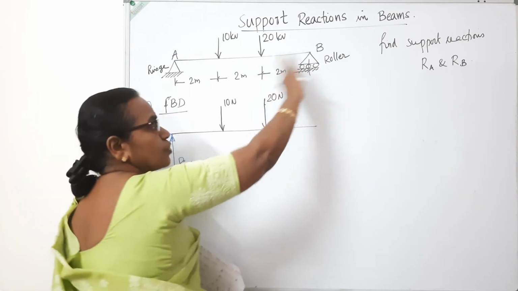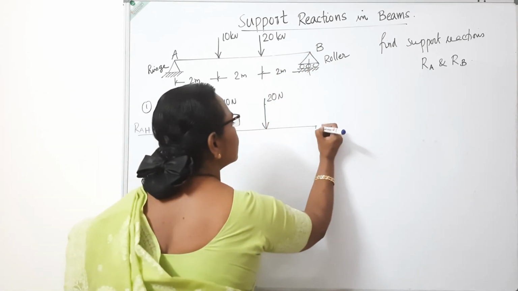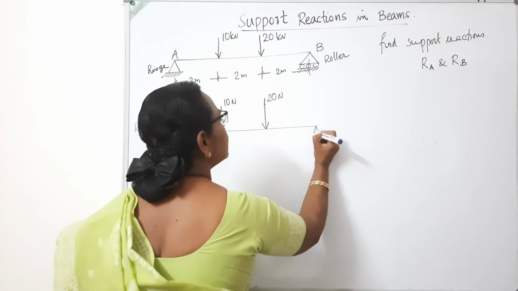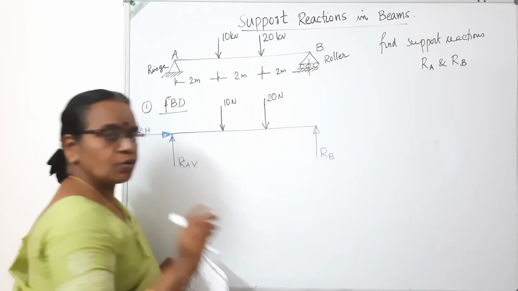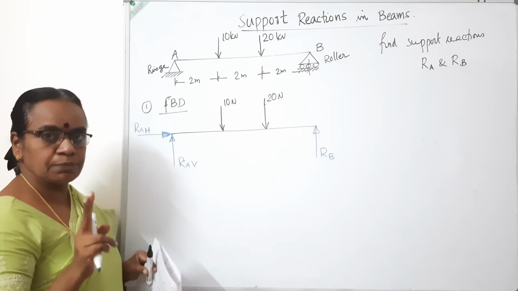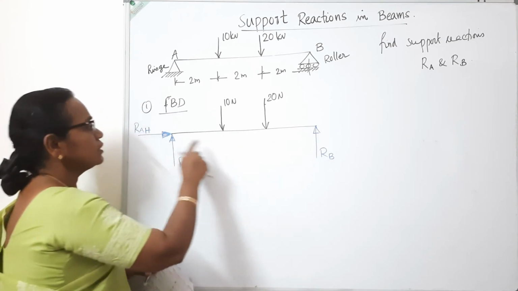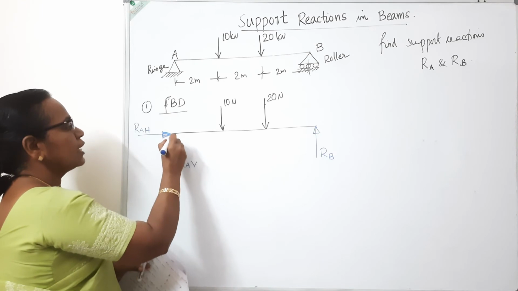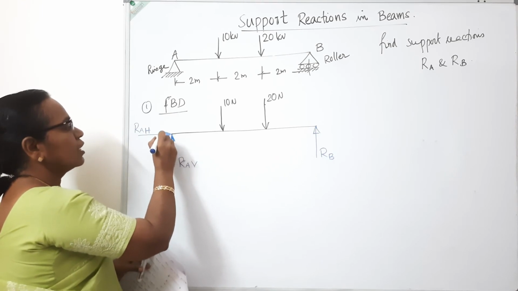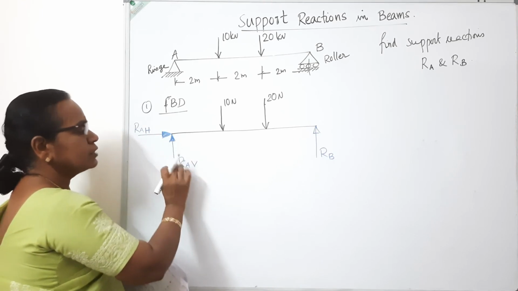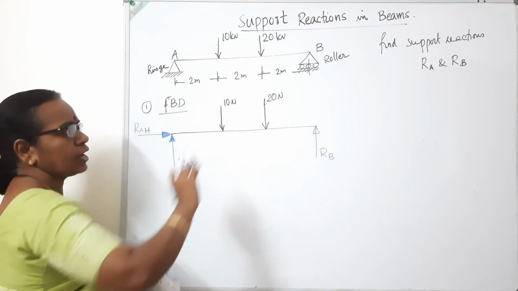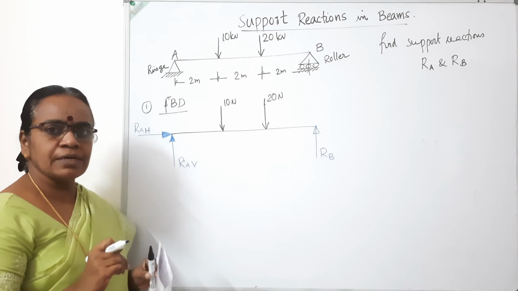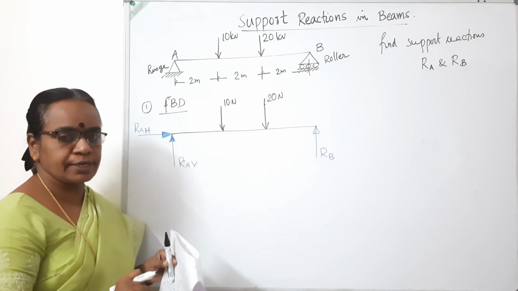Now remove this roller. In the roller there will be a reaction normal to the roller surface. So this is RB. In the roller there will be only one vertical reaction. So remember, roller: one vertical reaction. At the hinge support there are two reactions, RAV and RAH. I am assuming that RAV is acting upwards and RAH is acting towards right. If I get positive answers, the assumed directions are correct.